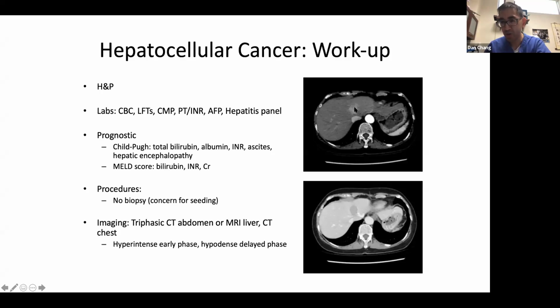You have to have both. If you see those two features, then it's an HCC, and that's diagnostic. And you do not need a biopsy. You can actually proceed directly to therapy once you see this feature. So if you learn one thing in this lecture, remember that.